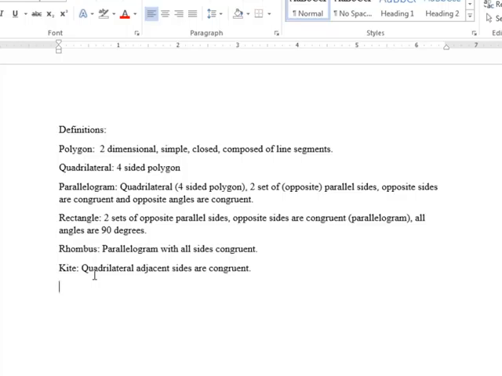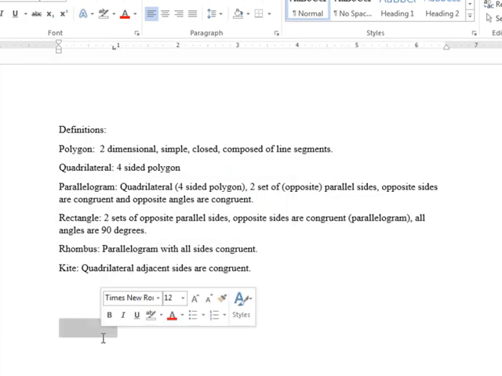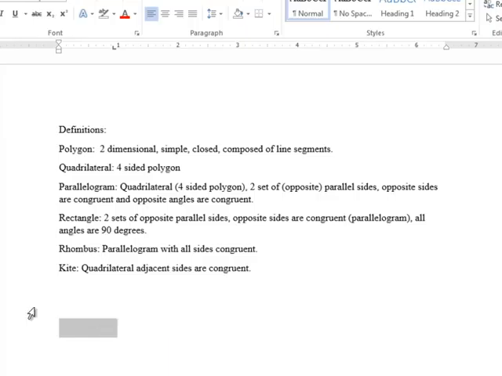Let's see, that's not true. Because think about it, if I drew a kite like this, are those opposite angles going to be congruent? No, this is going to be much bigger than the top one. So all you get out of a kite is that the adjacent sides are congruent. That's it. You don't have any other information about that. So that's all you get from a kite, and that's why a kite is not a parallelogram, because it has a very limited definition.